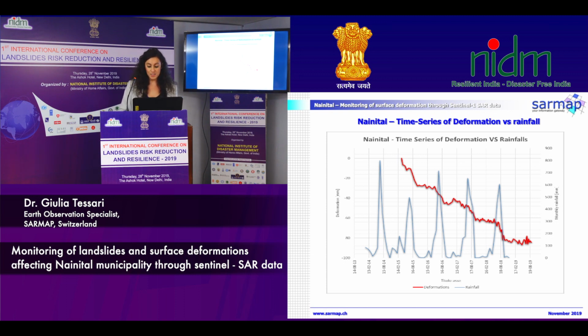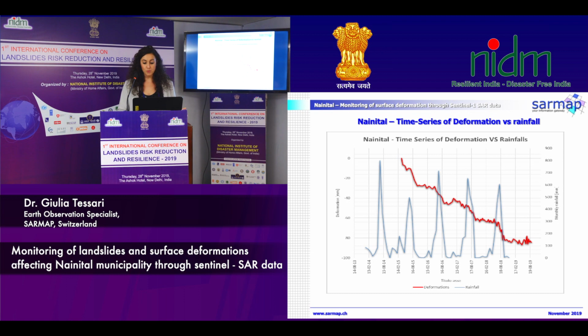So you can see here the blue curve corresponds to the monthly rainfall, and the red curve corresponds to the deformation. And you see we have an acceleration every time that we have the peak of rainfall. While when the rainfall is not there, the curve is stable. So the landslide stops and it reactivates every time that the rainfall increases.